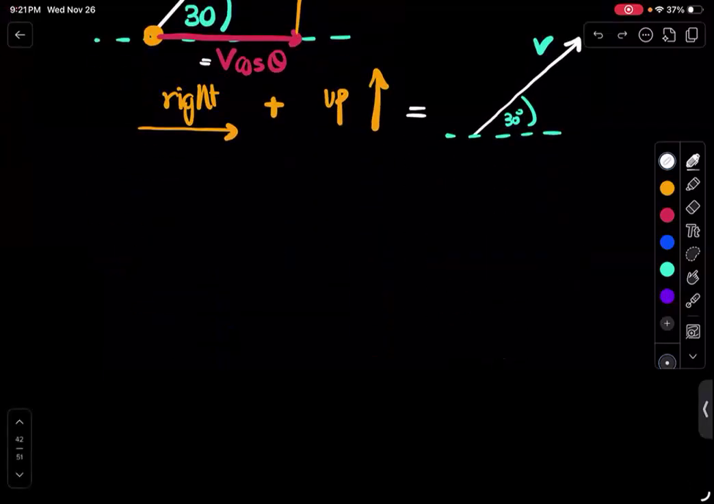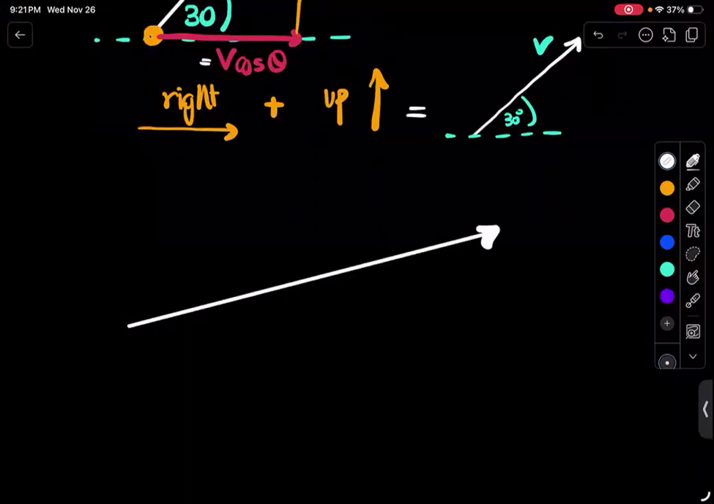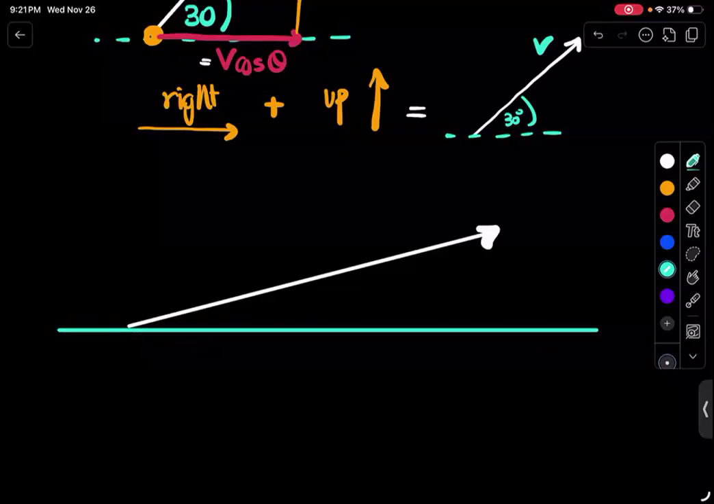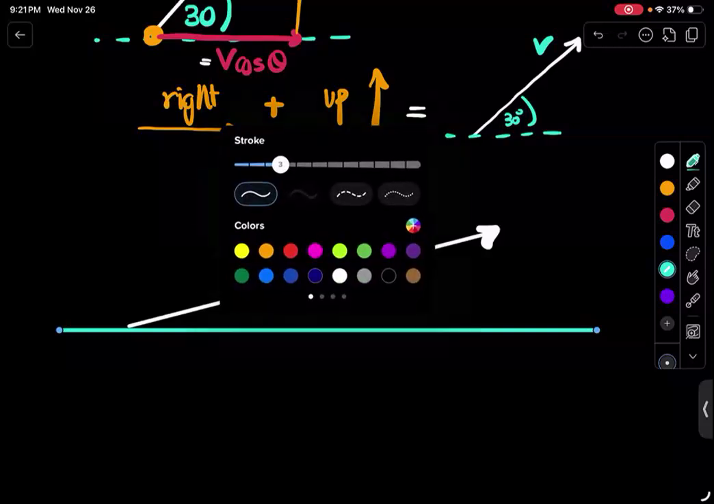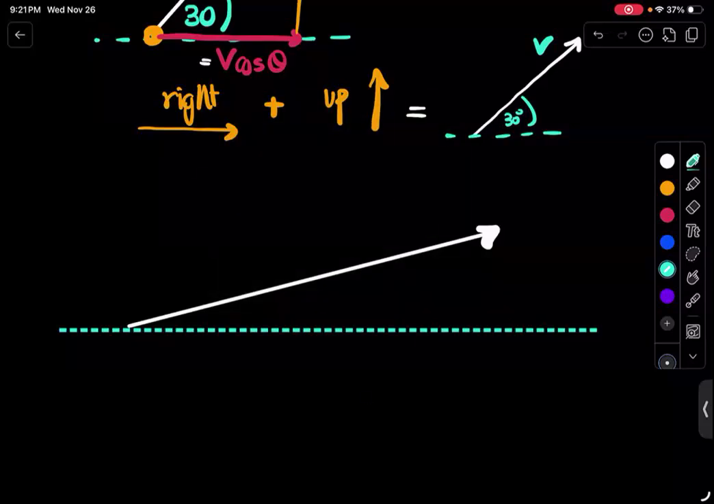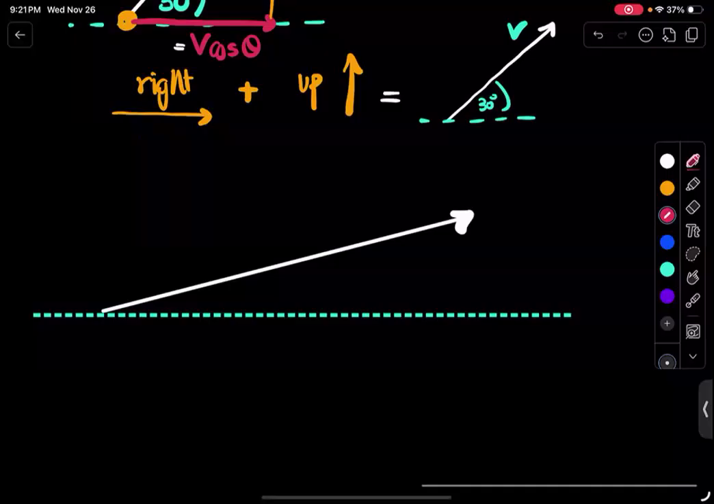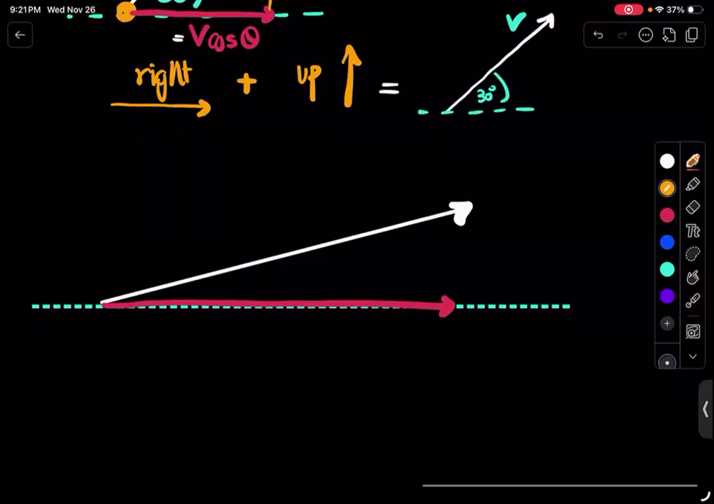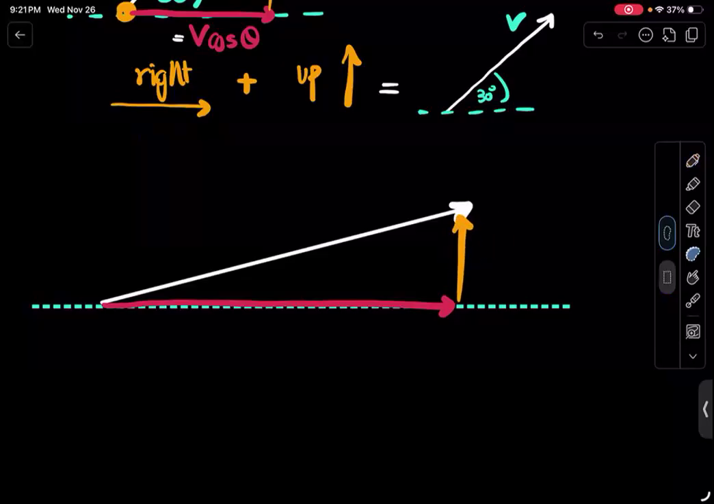In the same way, for example, if I have a vector like this, okay, now this is some random vector which I've drawn. Now this vector is going a little bit up and it's going a little bit right. So that means I can break this vector into two parts. So this line would be how much right is the vector going, and this line would be how much up is the vector going, right? I could draw this over here, or I could draw this over here, either way.